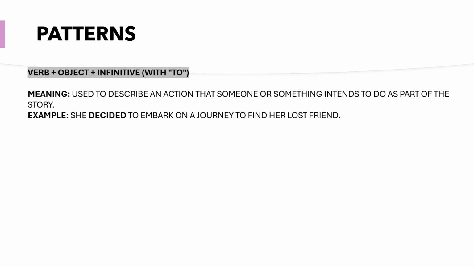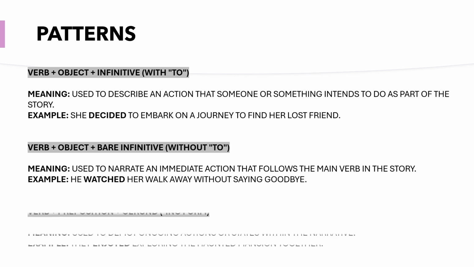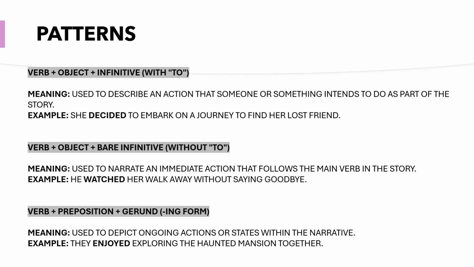and we have vocabulary for verb patterns such as verb plus object plus infinitive with to, used to describe an action that someone or something intends to do as part of the story. Then we have verb plus object plus infinitive without to, used to narrate an immediate action that follows the main verb in the story, and verb plus preposition plus gerund, the ing form, used to depict ongoing actions or states within the narrative.